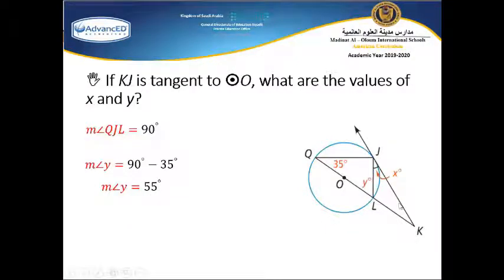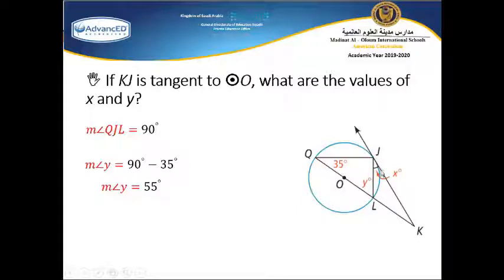Here we have tangent, as we see in the given. KJ is tangent at the point J, and we have chord JL. Then the angle X here, this angle equals half the measure of the intercepted arc, because it is formed by tangent and chord JL, then equal half the measure of the intercepted arc JL.